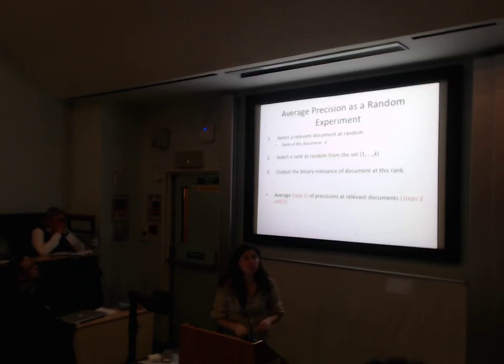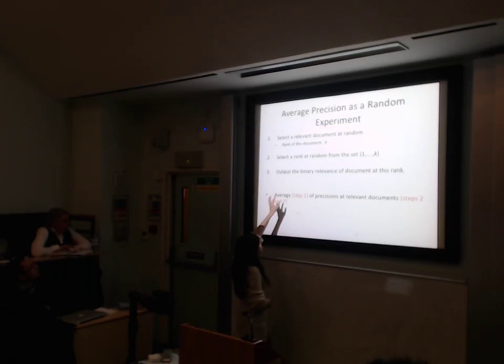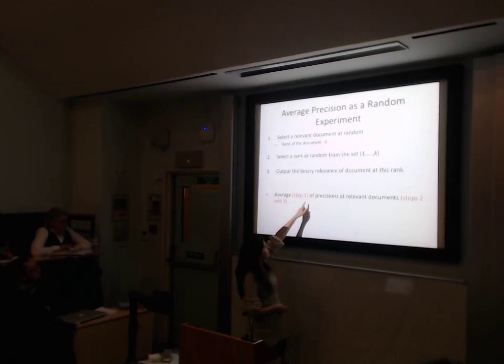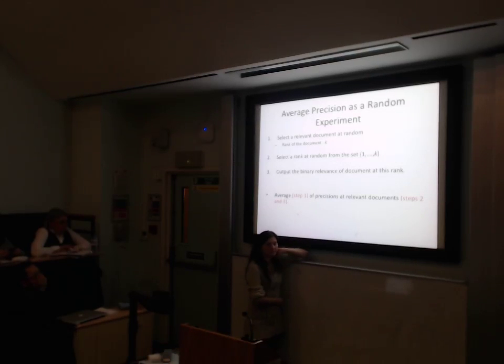So what I'm doing here is, by selecting a relevant document at random, I am actually computing the average, and in the second and third steps, I am computing the precisions at these relevant documents. So I'm essentially computing the average of precisions at relevant documents. Is this clear?